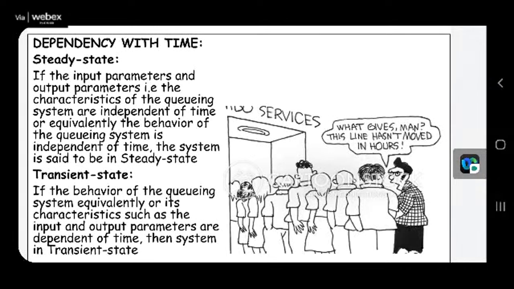Or in any festival season, if you visit the temple, there will be a longer queue length as well as a higher service rate also. You can't stay there in the temple for a longer time and you can't come back, because there is a long queue, so the service rate will also be higher. So both of these are dependent on time.